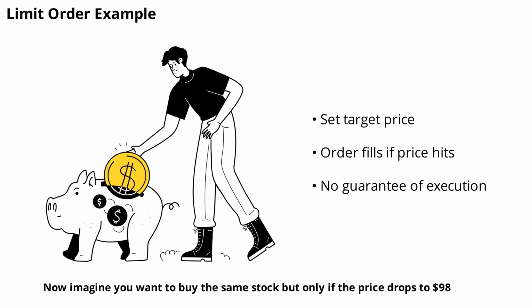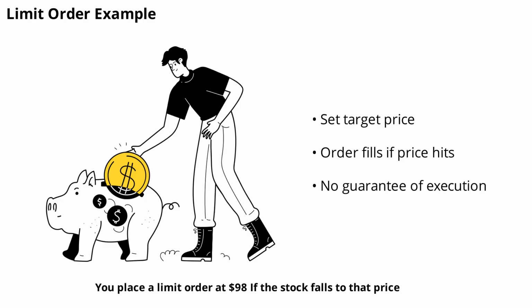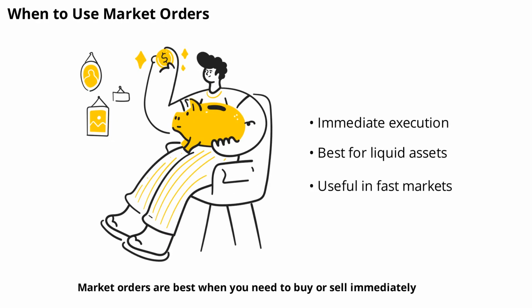Now imagine you want to buy the same stock, but only if the price drops to $98. You place a limit order at $98. If the stock falls to that price, your order will be filled. If it doesn't, your order stays open. This way you control the price you pay, but there's no guarantee the trade will happen if the market never reaches your limit.